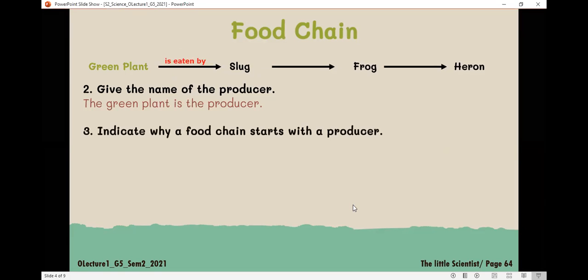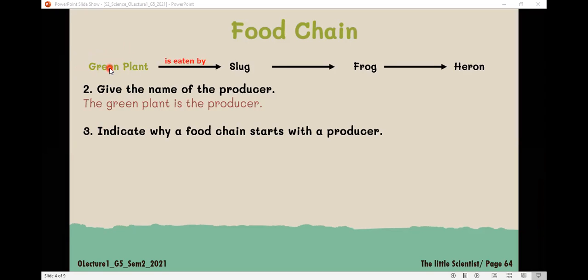Why does a food chain start with a producer? Why didn't we put anything before the green plant? Because the producers use light energy to produce their food. Does anyone help them to get the energy they need? Is there any other organism that gives them energy? No, producers make their own food.